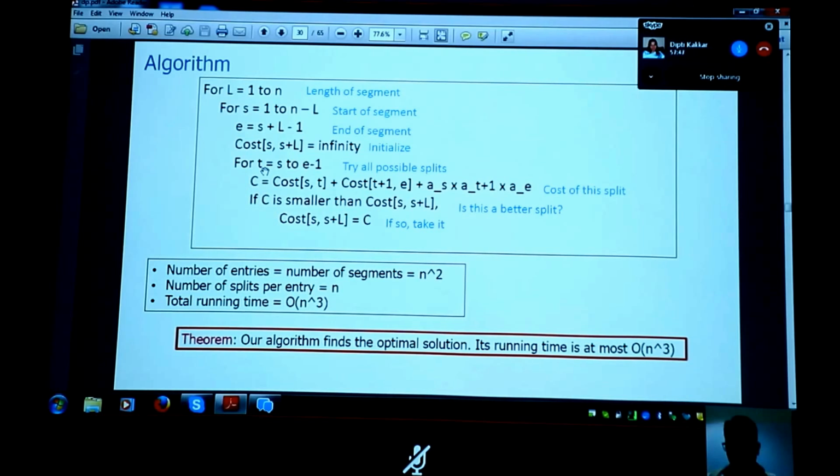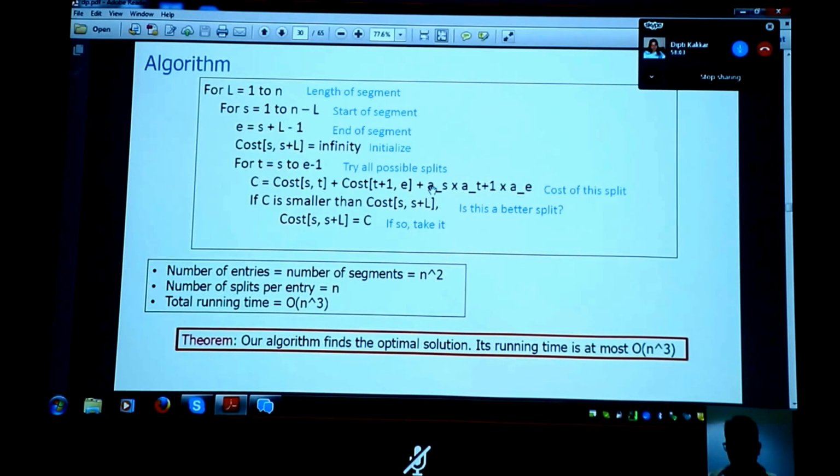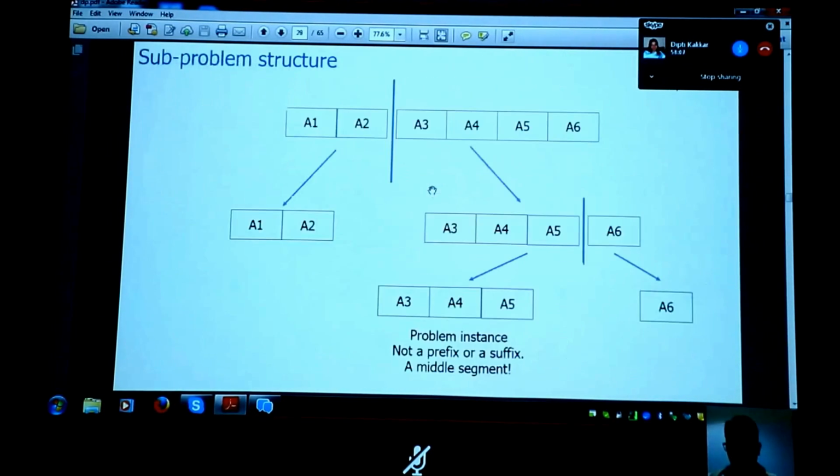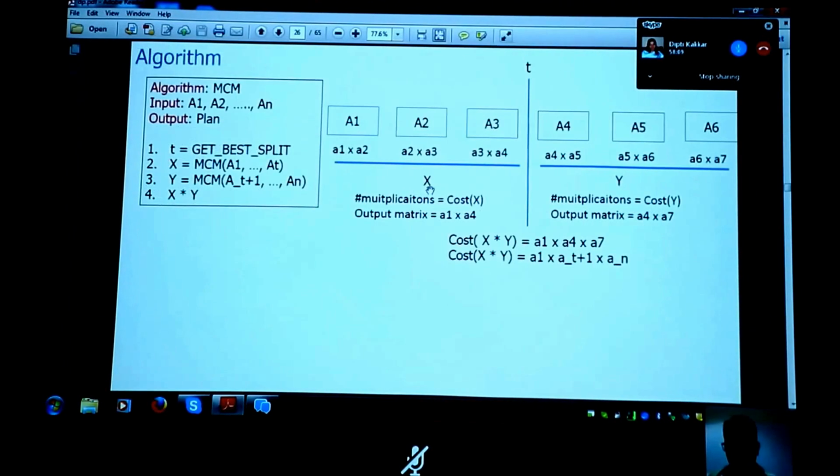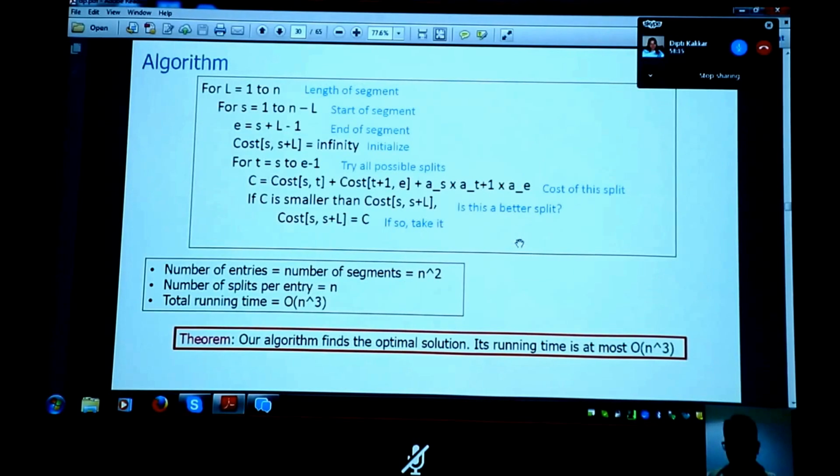If I have a T, then what is the cost of doing with this split? Then it is the optimal way of doing S to T, which I have already computed. It's a smaller segment, I have saved it. Then T plus 1 to E, that also I have saved. Then this is the cost of multiplying those two outputs, right? A_S to A_T times A_T plus 1 to A_E. This is what I have been keeping on writing here. This is the cost of doing this multiplication at that merger point. Now, this is just one possible split.